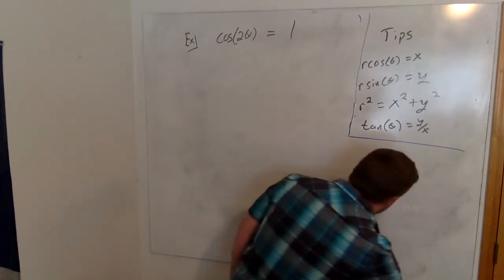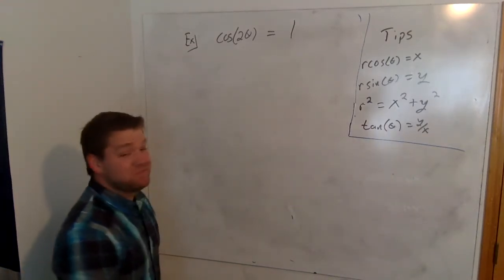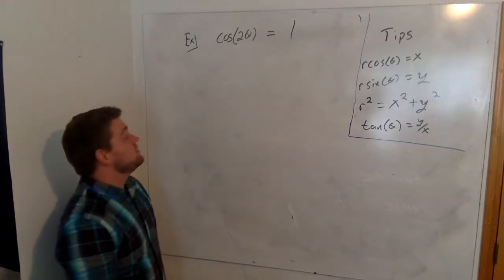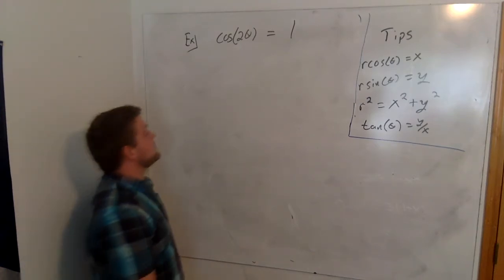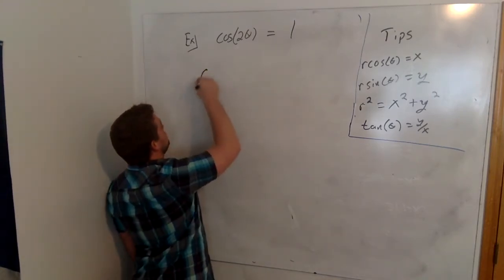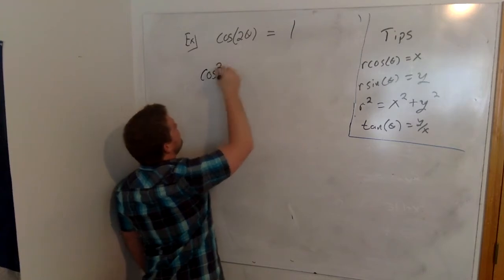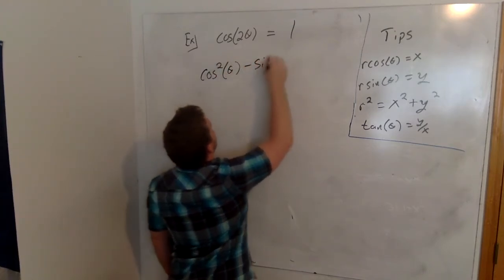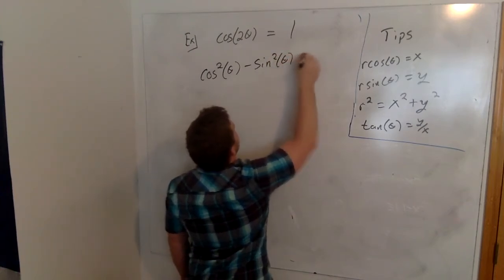So I think really what we're stuck with doing here, and what we kind of have to do here, is use our double angle formula. There are a couple different versions of it, but I think the one that might be the nicest to work with is, this is equivalent to cosine squared of theta minus sine squared of theta will be equal to 1.